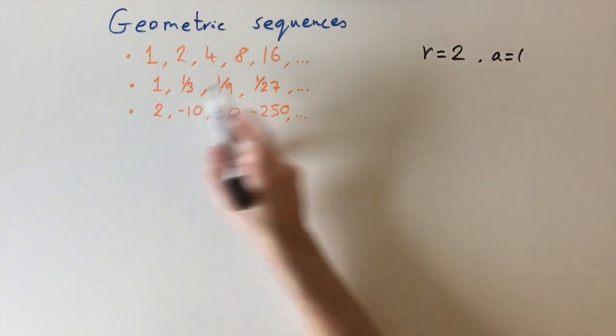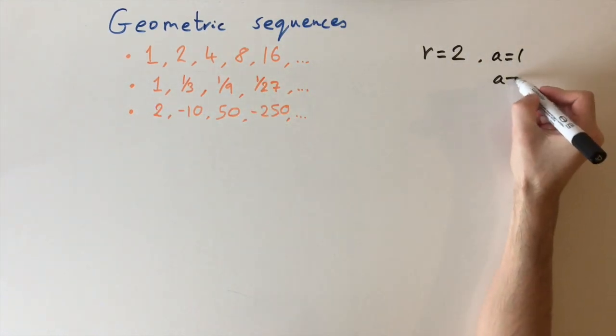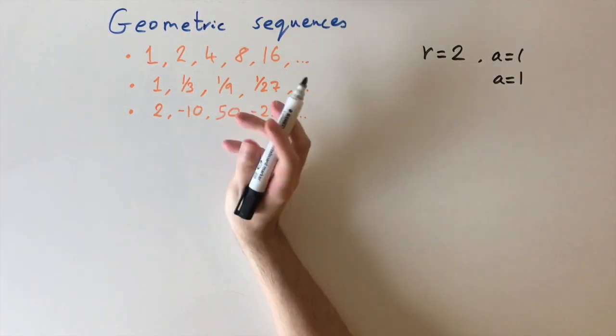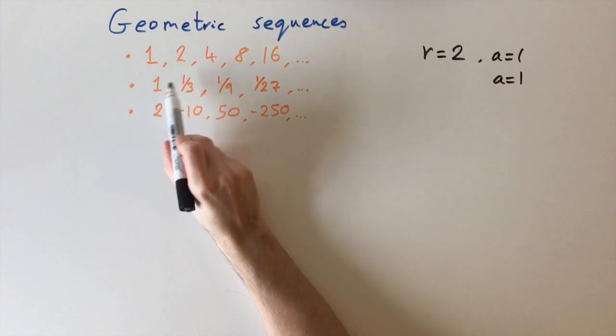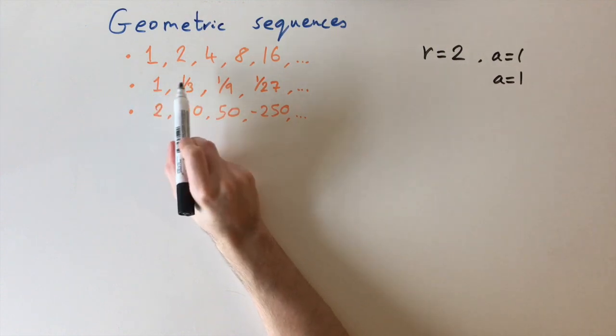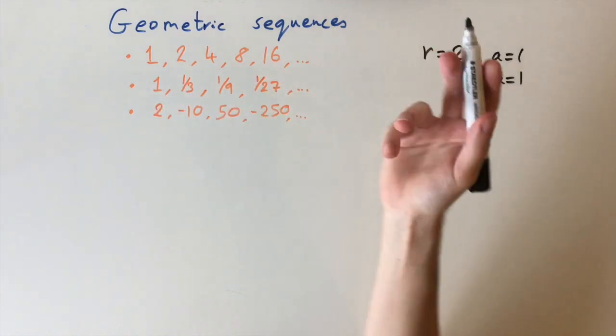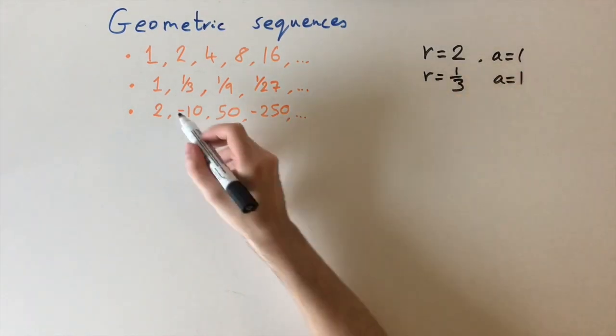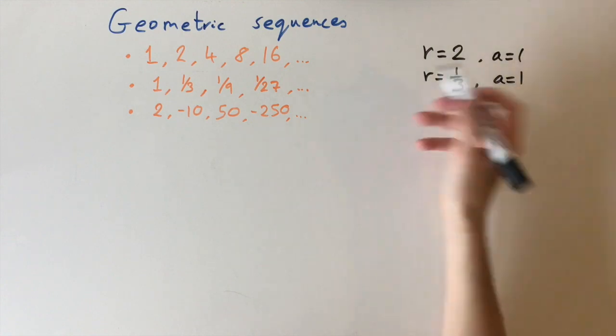For the second one, we again have the starting point is a equals 1, but the ratio now isn't an integer, it's actually a fraction. So we see we've divided by 3 to get from the first term to the second term, and that's the same as multiplying by a third, so our ratio is 1 over 3. And this carries on down the sequence, and this really defines the sequence.